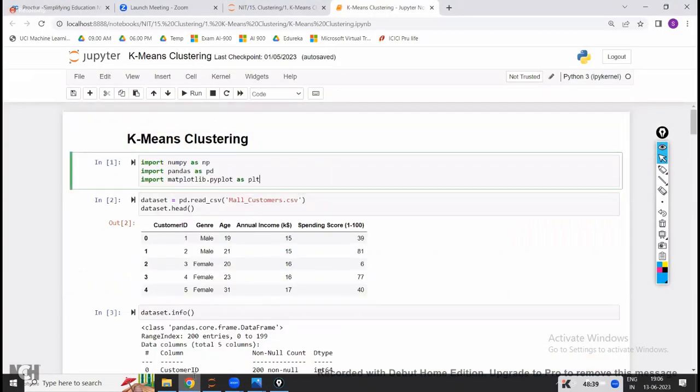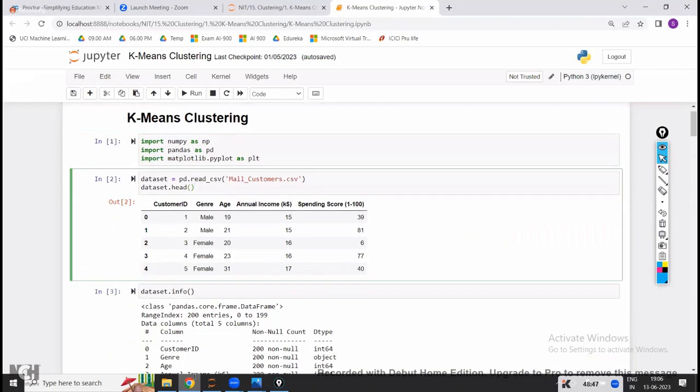Here I'm going to first import NumPy, pandas and matplotlib, and I'm going to take the mall customer data. The data set is called Mall Customers. In this mall customer data, one column is customer ID. The second is gender, what gender they belong to. The third is age. The fourth is their annual income in thousands of dollars. And the fifth is spending score.